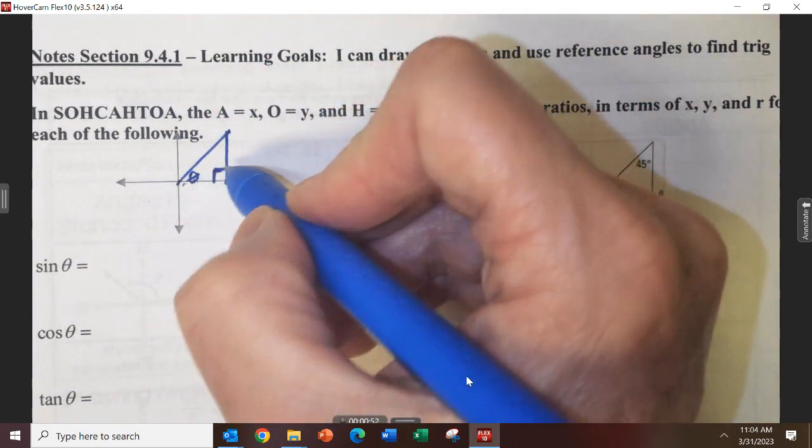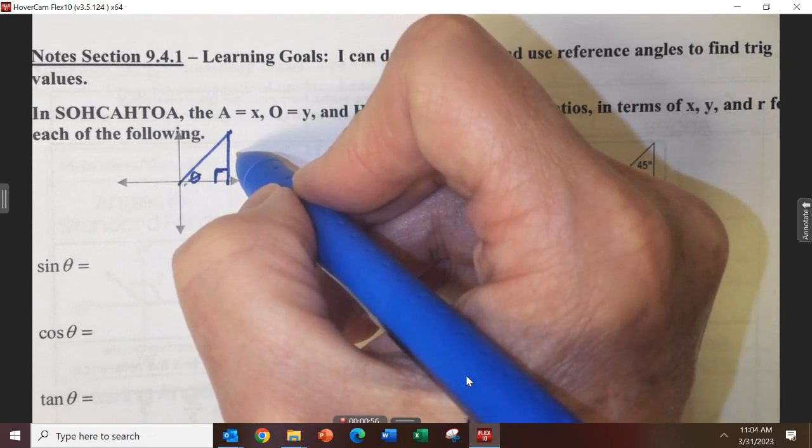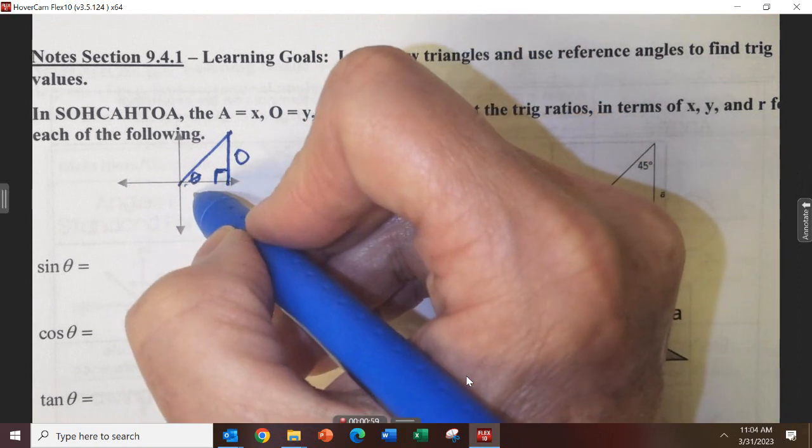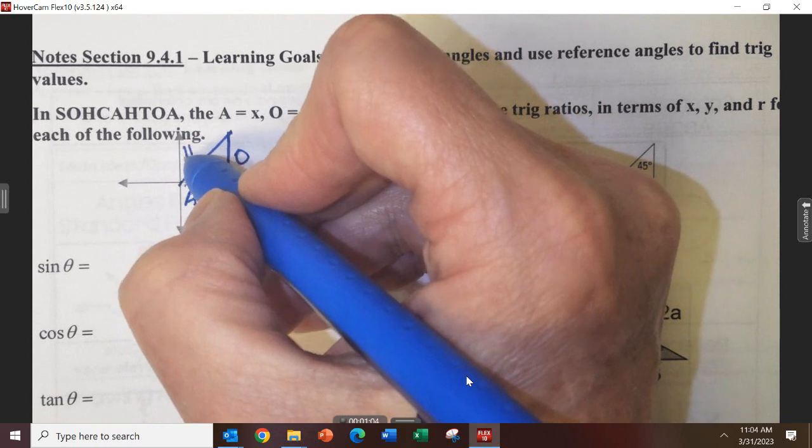So for this angle, this would be what? The O, A, or H? Oh, that would be the opposite. This would be the what? A, and this would be the H.